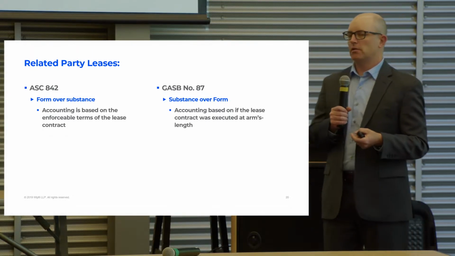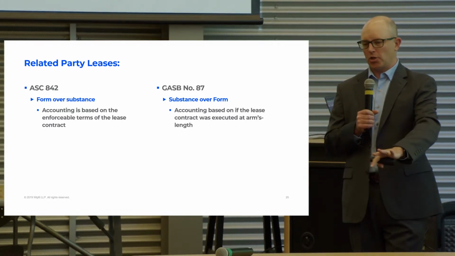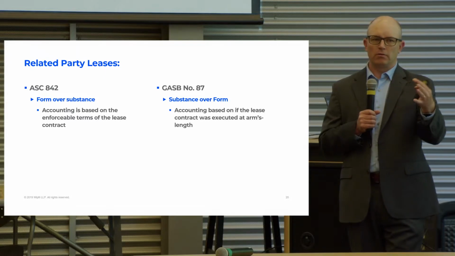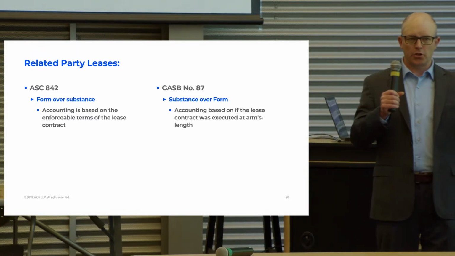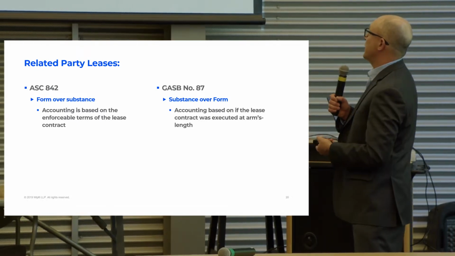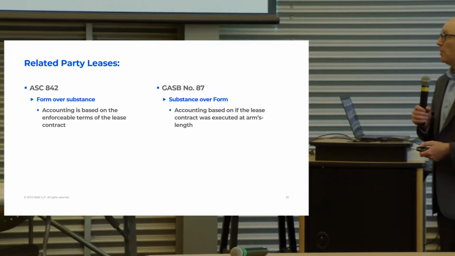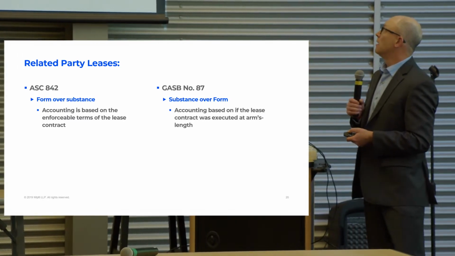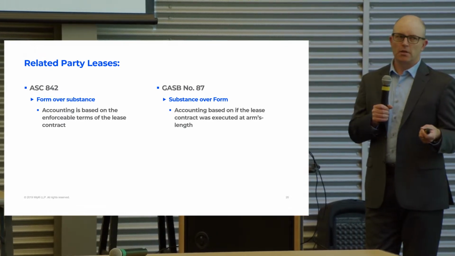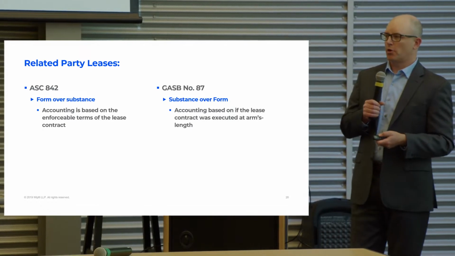What this means is if you're leasing an asset from a related party at substantially lower than market, you don't have to write up an in-kind revenue amount for the amount of contributed capital that you're getting from the related party. GASB 87 is exactly the opposite. It's a substance over form standard, which means that no matter what the agreement says, you have to figure out what the market rate is and account for it as if it was an arm's length transaction.